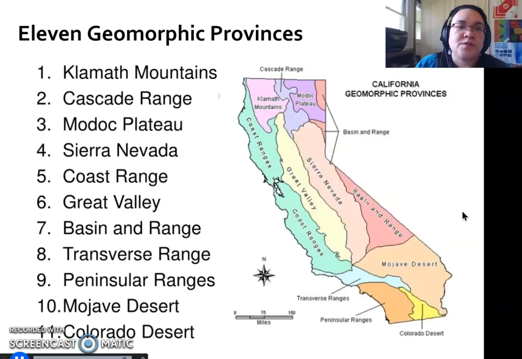So let's start with the fact that California is divided into 11 geomorphic provinces. The term geomorphic refers to the shape of the landscape, so these provinces are classified by their unique landscapes, which are mostly determined by the geology and the climate. I'm going to go through these 11 geomorphic provinces one at a time with an overview of their characteristics.